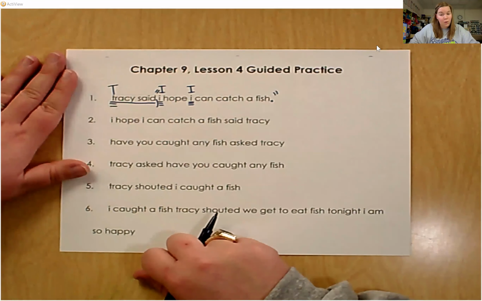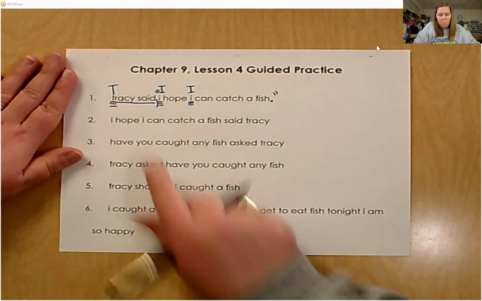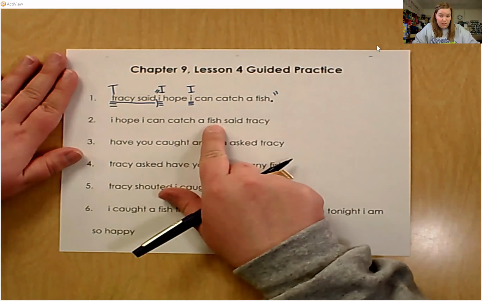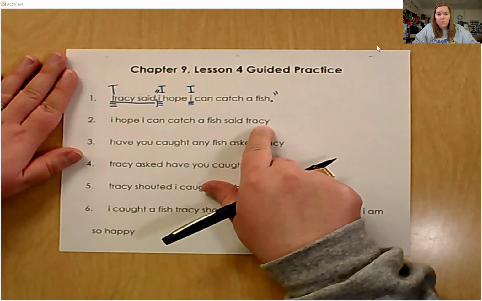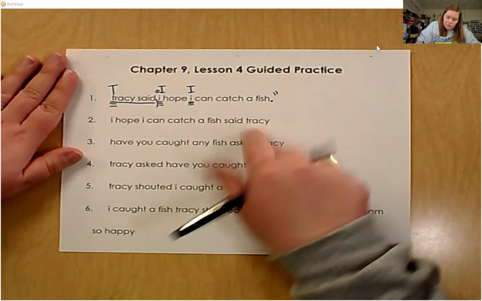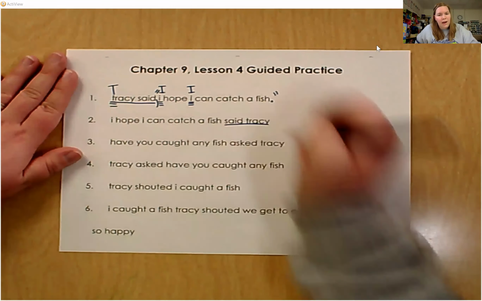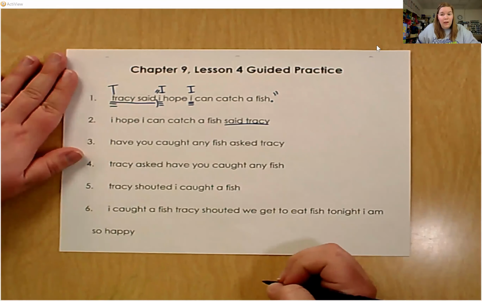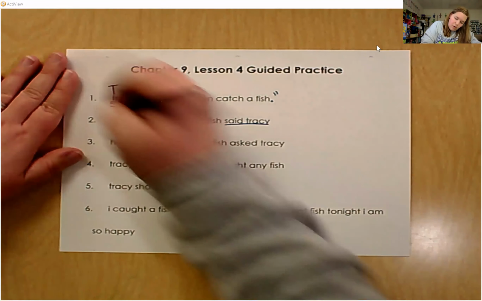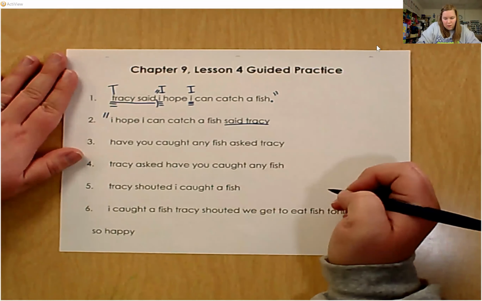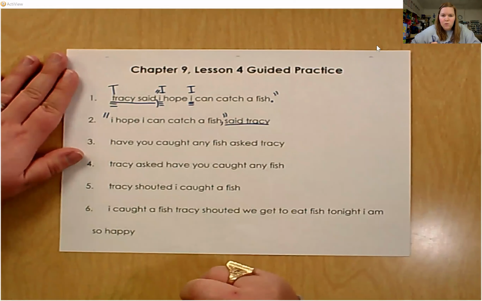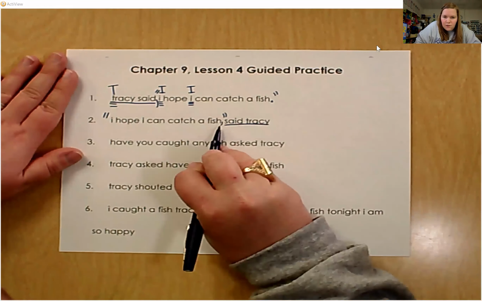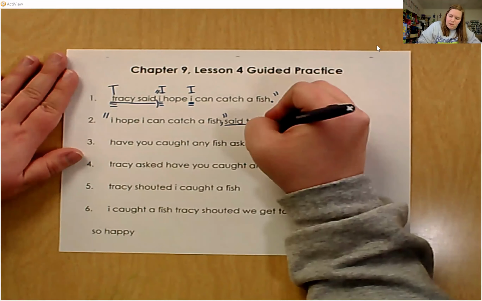Number 2, the order is different. "I hope I can catch a fish," said Tracy. What are the explanatory words? Said Tracy. So we're going to underline that. So that means everything else is the quote. So we start our quote and we put a comma after fish and then our ending quotation marks. Okay, see how it's a little bit inside? Then we end with a period.